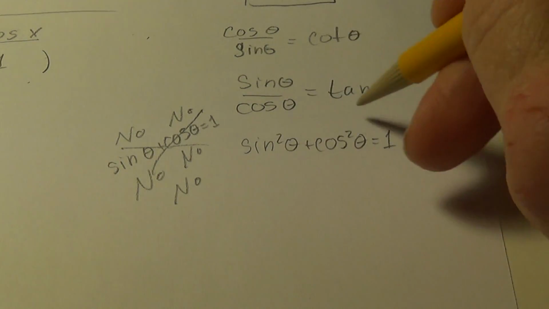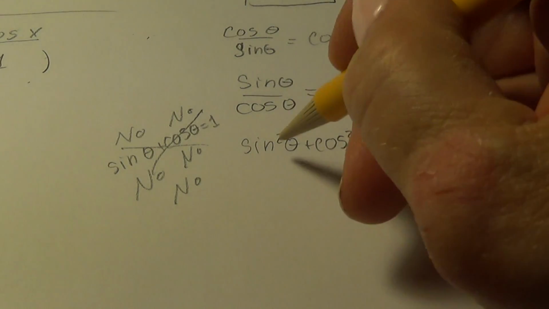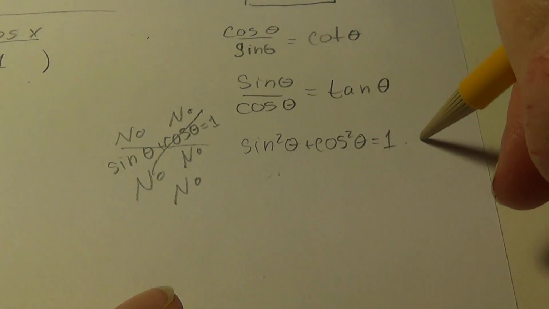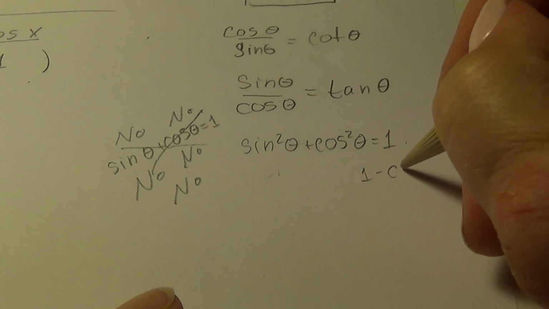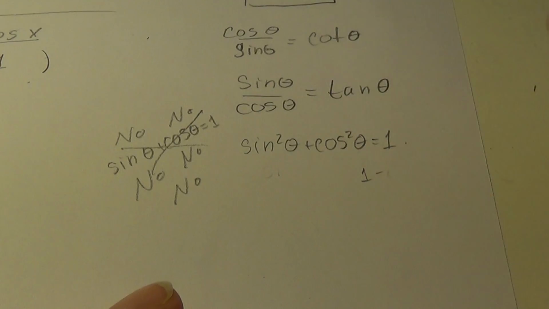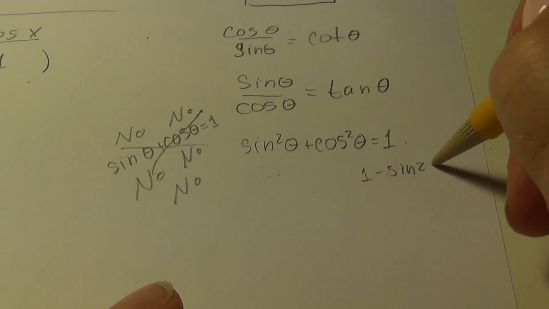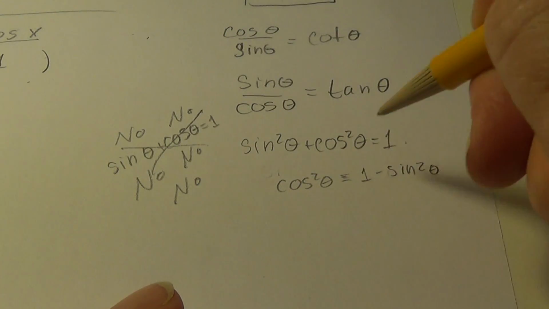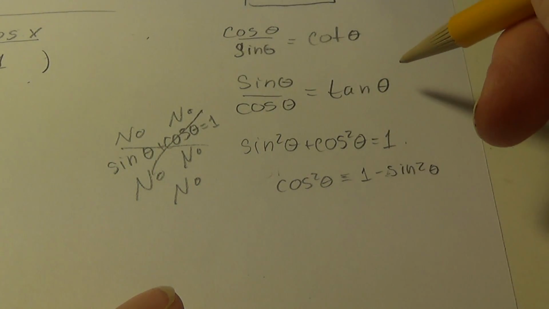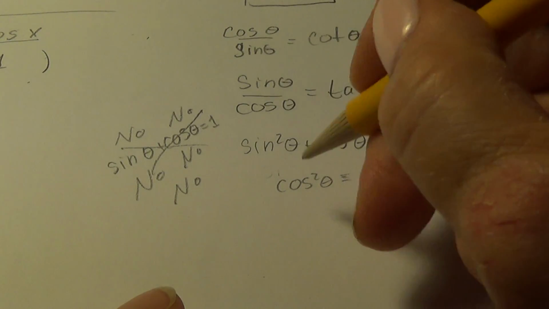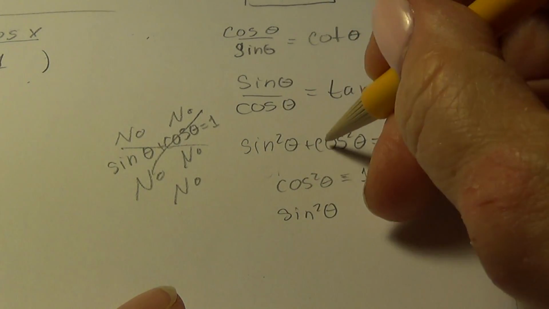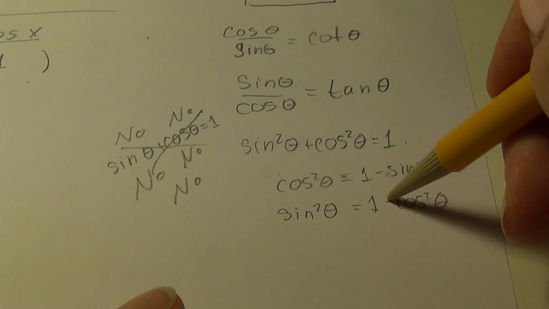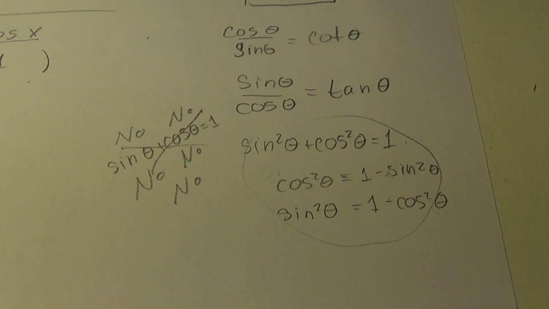So remember, we can rearrange that. And so we could say, we can move the sine squared to the other side of the equation where it becomes negative, leaving the cosine on the left. So that's another form of the same one. And we can isolate sine squared by moving cosine to the other side by subtraction. So these are all three forms of the same trig ID.